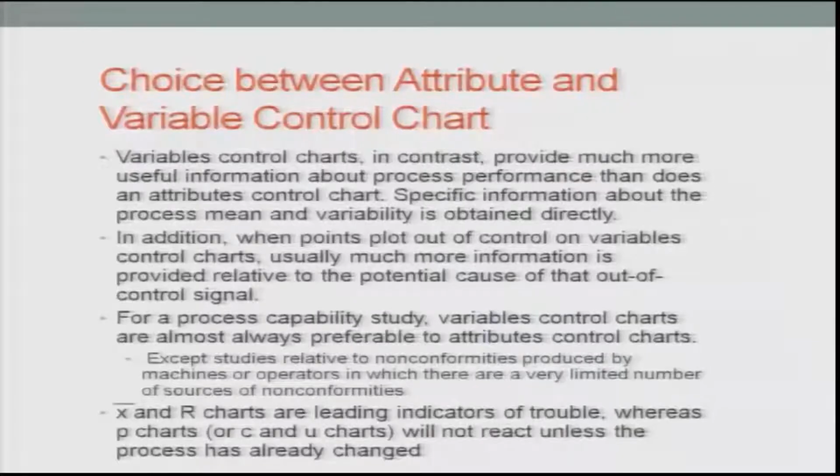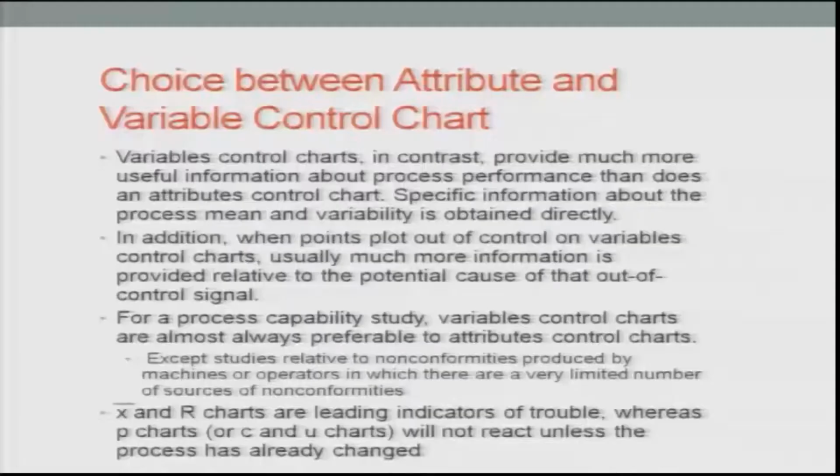Variables control charts, in contrast, provide much more useful information about the process performance than does an attributes control chart. Specific information about the process mean and variability is obtained directly. In addition, when points plot out of control on variable control charts, usually much more information is provided relative to the potential cause of that out of control signal. So, we are able to pass judgments for the variable control charts much more authentically and much more logically than for the attribute control charts.